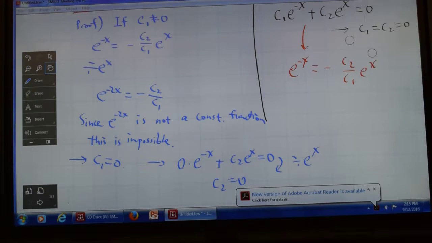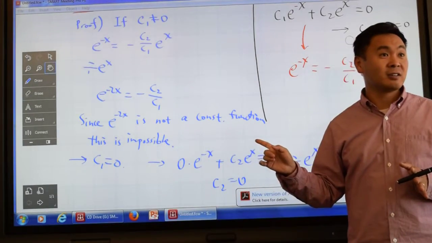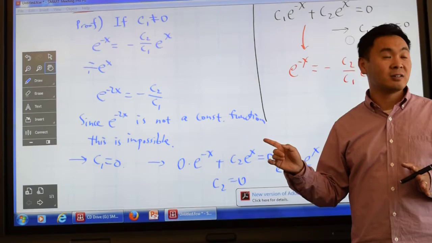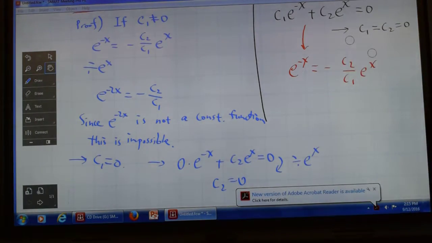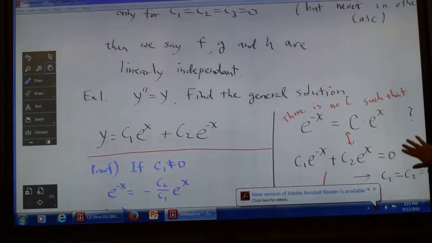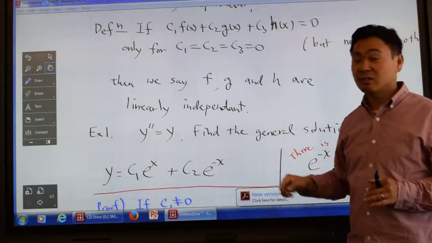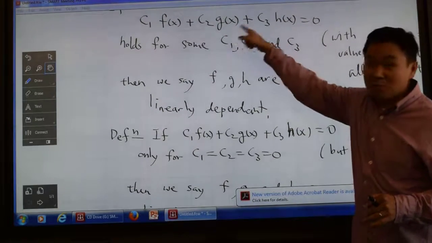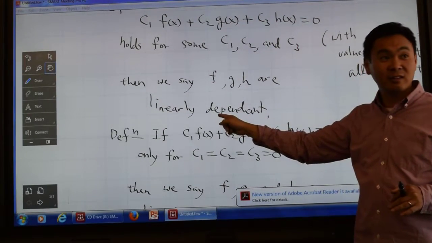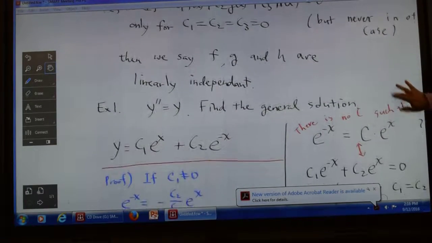You have a question? So it is dependent? No, we just showed that these two functions are independent. I thought if they both equal 0, then it's dependent. No, if they're both equal to 0, then they're independent. That's what I said over here. If they're all equal to 0, then they're linearly independent. If there are some non-zero ones that would make this true, then they're dependent. All right, now, okay.